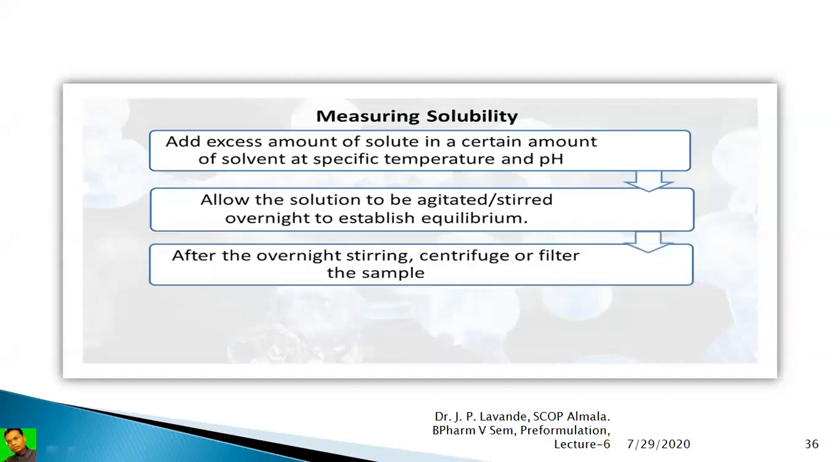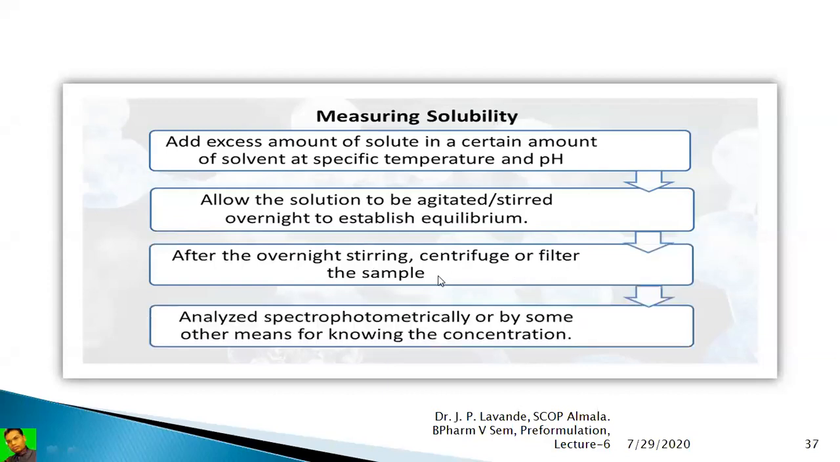After the overnight stirring, centrifuge or filter the sample. After centrifuging and filtering, you need to analyze the sample with the help of analytical techniques like spectroscopy or some other means, for knowing the concentration of drug that is solubilized. So these are the steps that are used in order to measure the solubility.